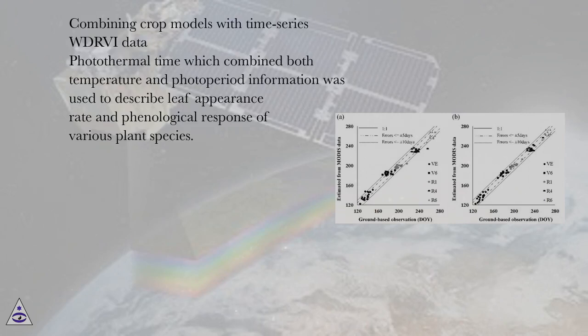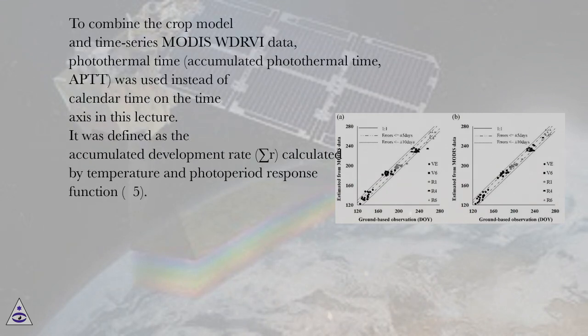Combining crop models with time series WDRVI data. Photothermal time, which combined both temperature and photoperiod information, was used to describe leaf appearance rate and phenological response of various plant species. To combine the crop model with time series MODIS WDRVI data, accumulated photothermal time, APTT, was used instead of calendar time on the time axis in this lecture.